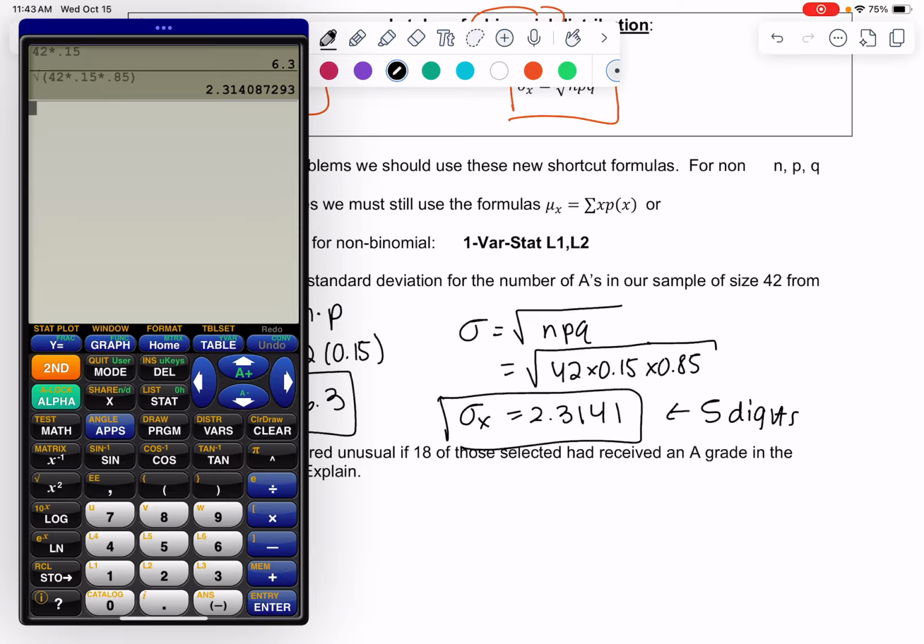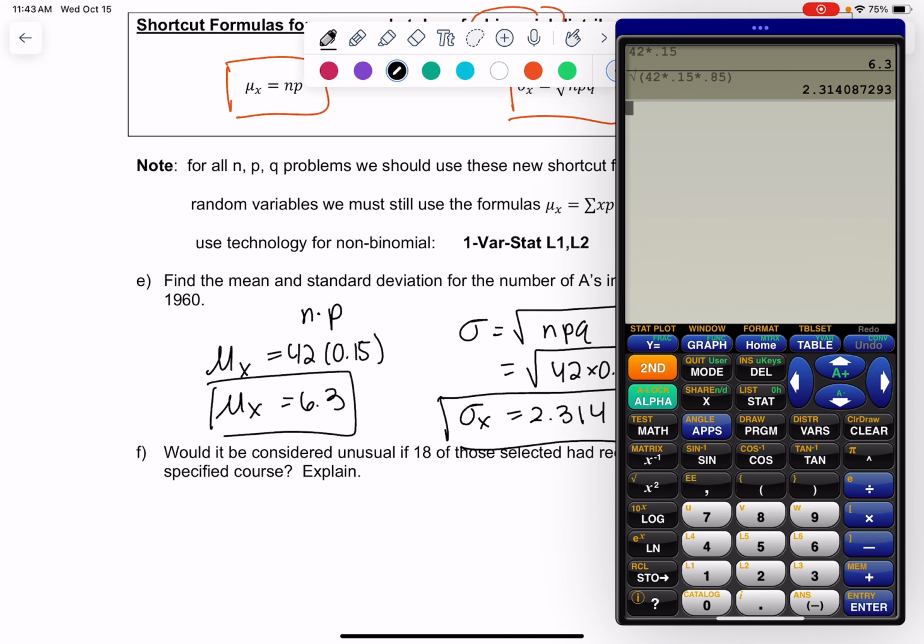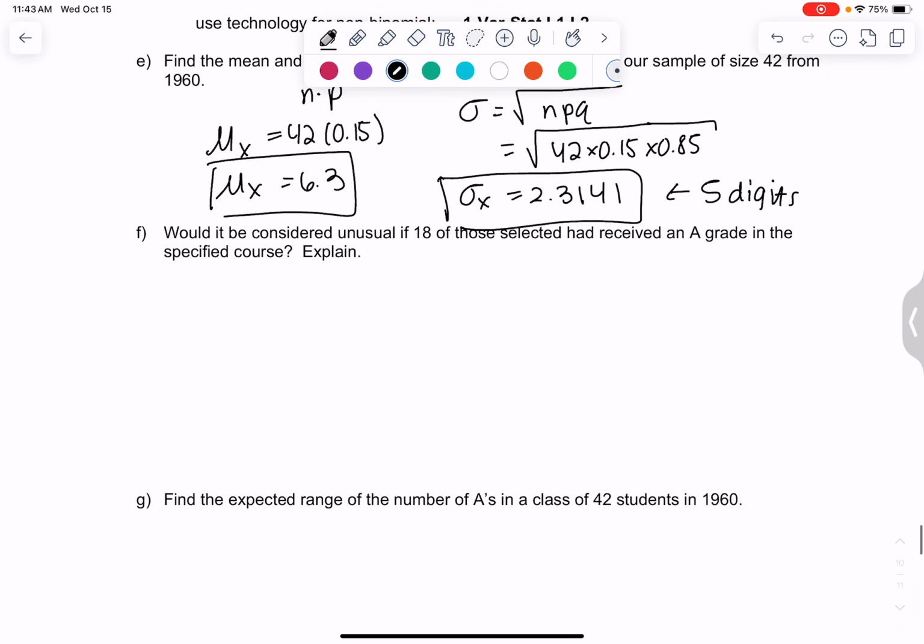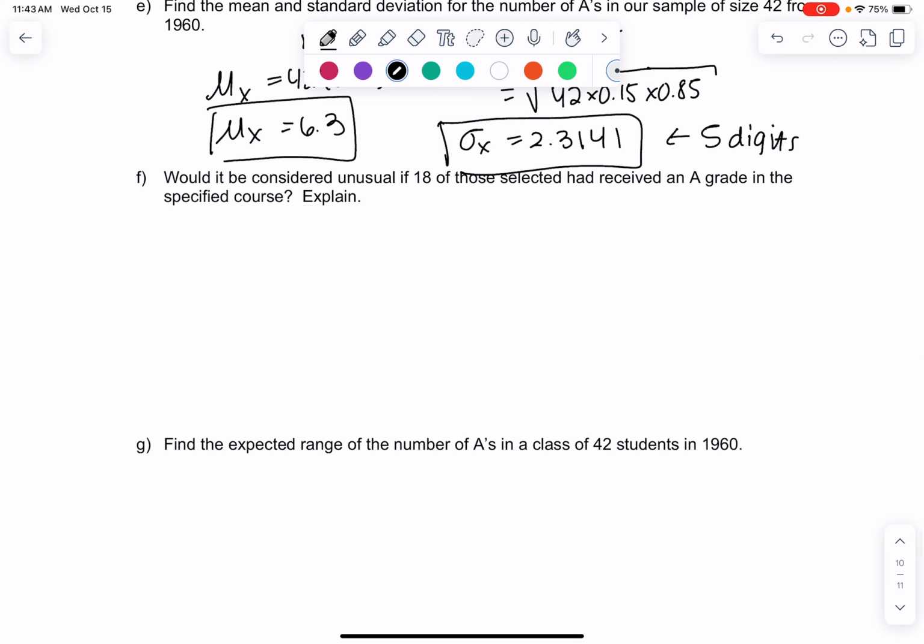I think this is a bit quicker than doing L1, L2 in one of our stats. So we get one part that's easier with binomial. And then we'll do some of the same stuff we've been doing. We found all the information a little differently, but we still know how to answer if something's unusual.